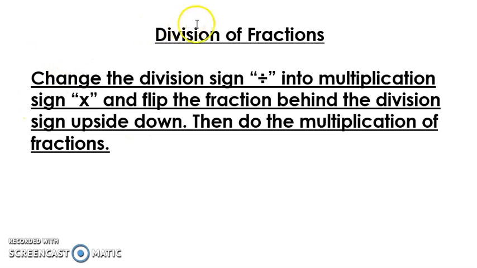So, the basic skills required today: you need to know how to do multiplication of fractions. Today, the topic we're doing will be the division of fractions. Now, the rule: change the division sign into a multiplication sign and flip the fraction behind the division sign upside down. Then do the multiplication for the fractions. What do I mean by that?